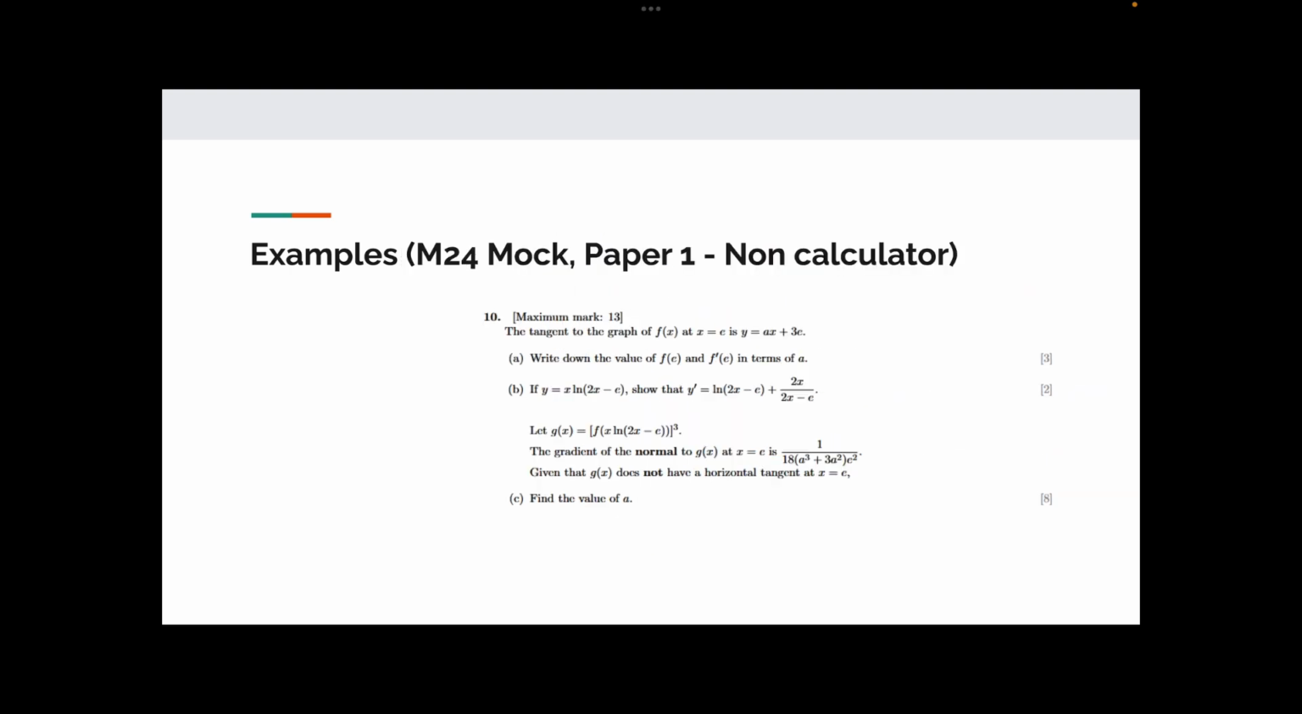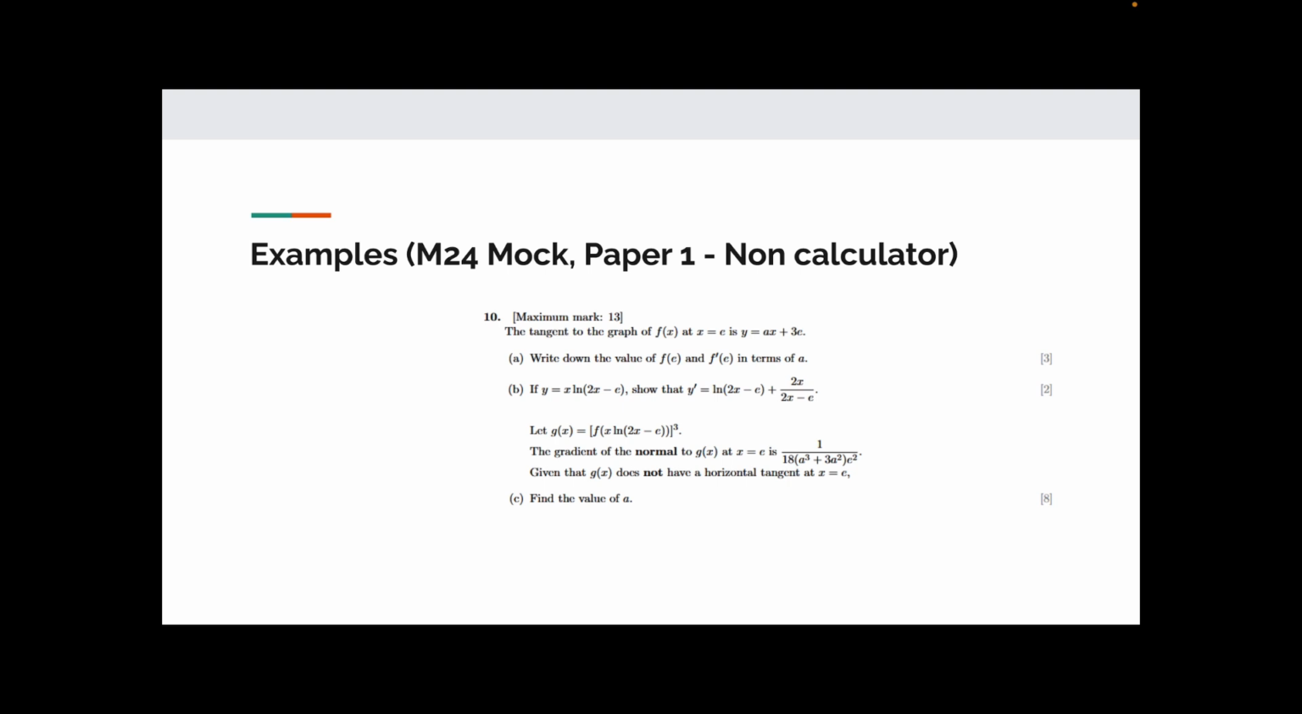Here's the next one. This one was from the previous session, the one before that, so May 24. Part A, so for this question, I just give them a random function f that they do not know. And I give them the equation of the tangents. In part A, I just ask them to write down the values of f of e and f prime of e. So this is just reverse engineering the equation for a tangent line. Trivial. Part B, if y equals x ln of 2x minus e, show that y prime is whatever. This part is also very straightforward.